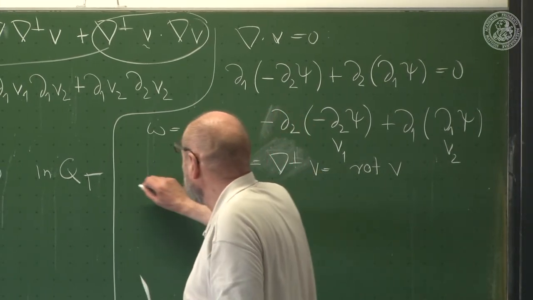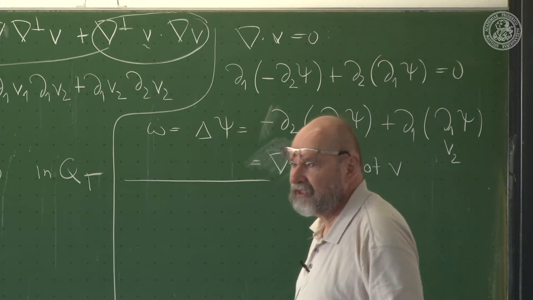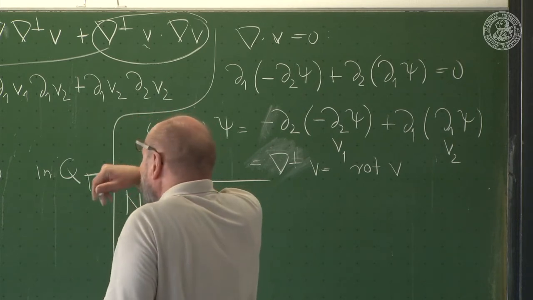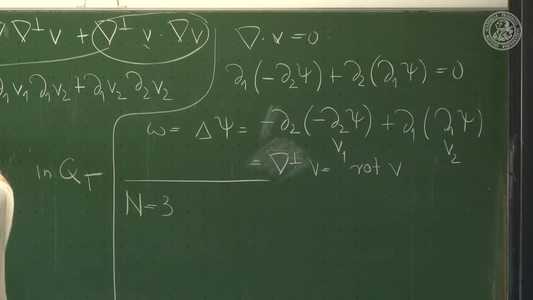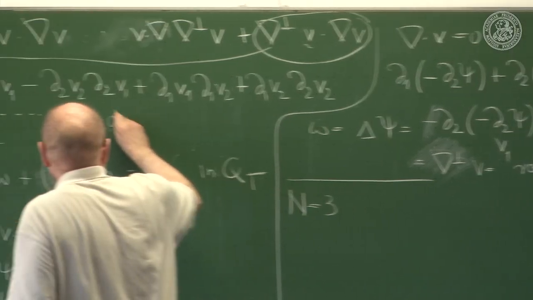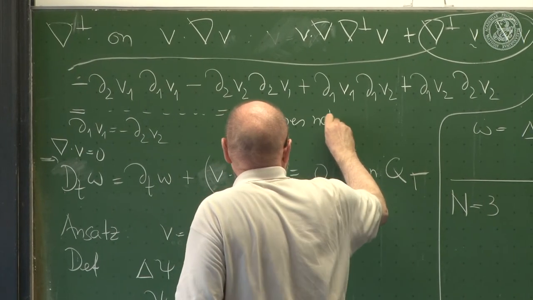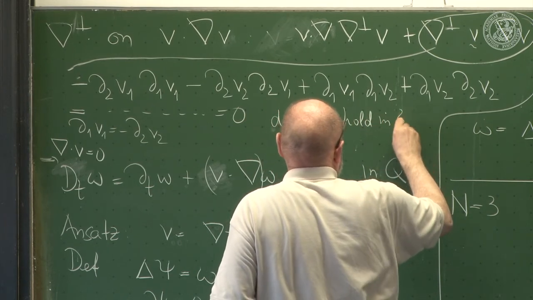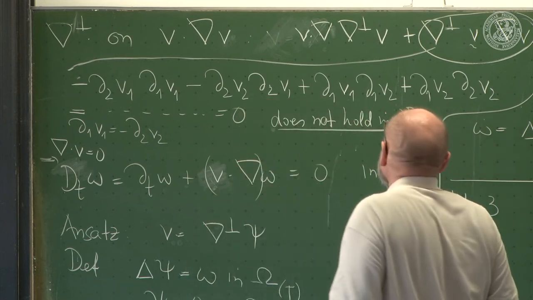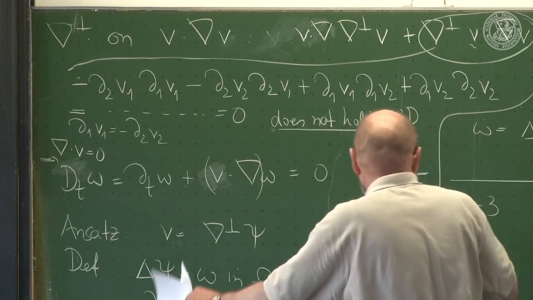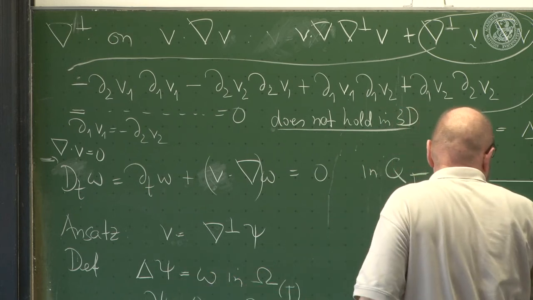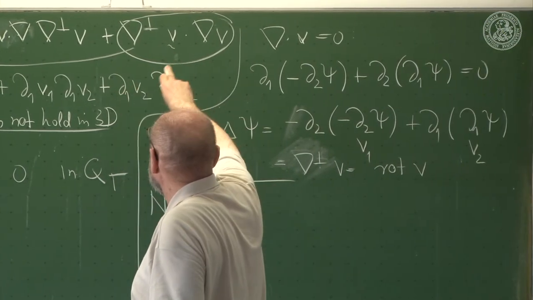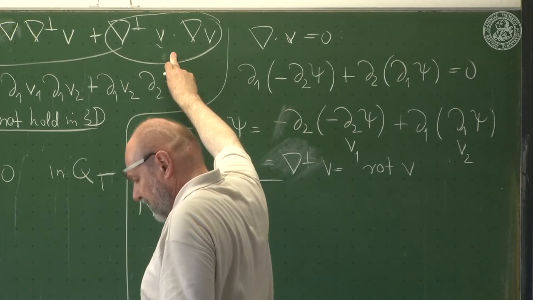Okay, so this is in 2D. Let's have a look at what the difference in 3D is. The difference in 3D is that this equation here is wrong. So this does not hold. All the other things that we did are okay in 3D, but this does not hold in 3D. So if we now write down this equation, it's not just this equal to zero, but this term here is still there.